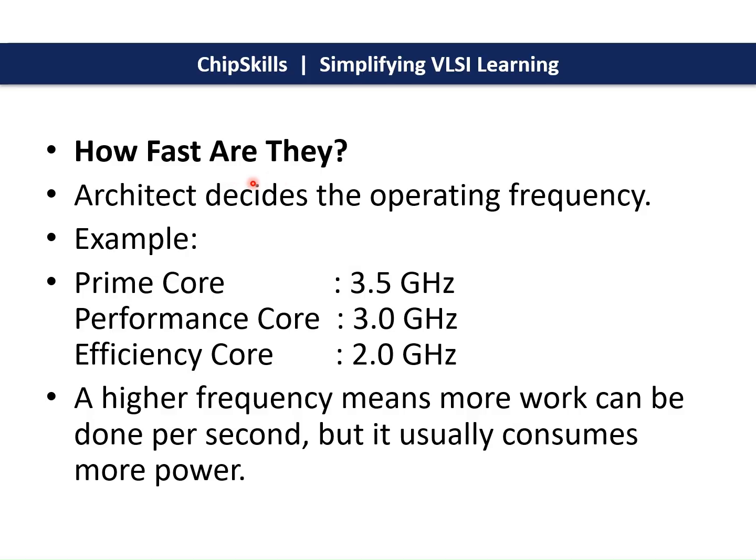How fast are they? Now, architecture decides the operating frequency. Example, prime core operates at 3.5 GHz, performance core operates at 3.0 GHz, and efficiency core operates at 2.0 GHz. So, if the computer is performing a high performance task, it is going to use the prime core. If it's a medium task, it is going to use the performance core. If it's a very small task, it is going to use the efficiency core. A high frequency means more work on the CPU, so it consumes more power.